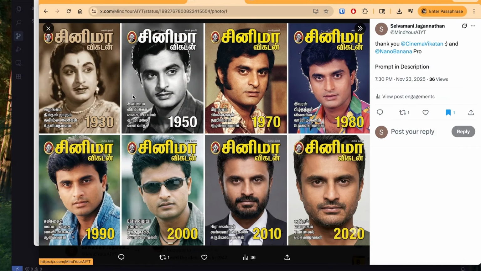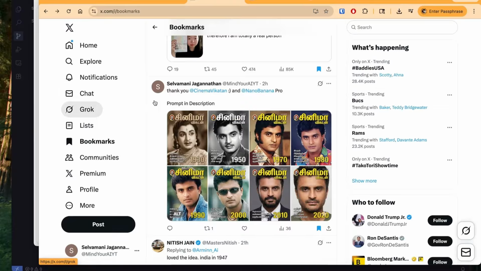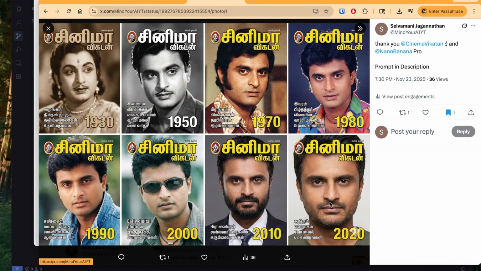And this is another one that I did. I took my photo and asked it to create a front page poster of me as an actor in different eras, and this is what it came up with. I think it maintained the consistency of my face. I obviously look like this in 2020 now. This is more close to reality, but everything else is really good.